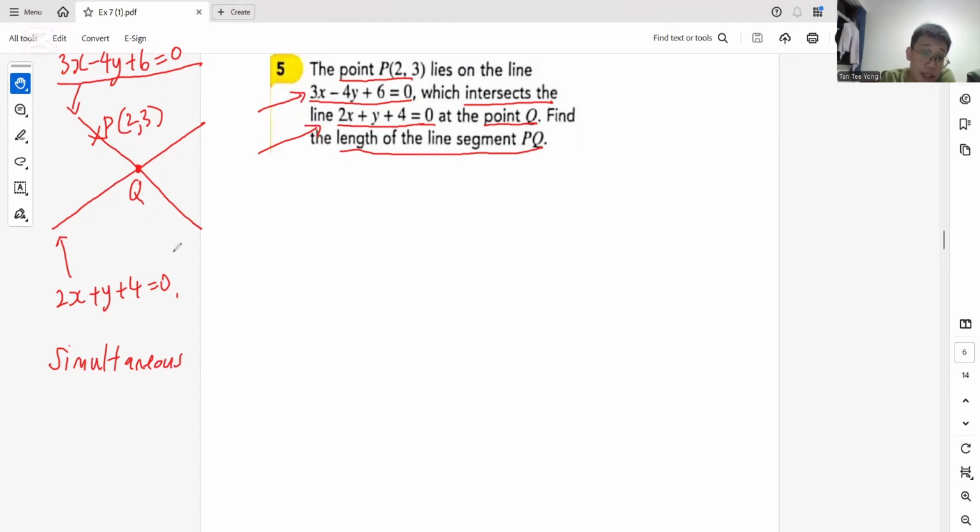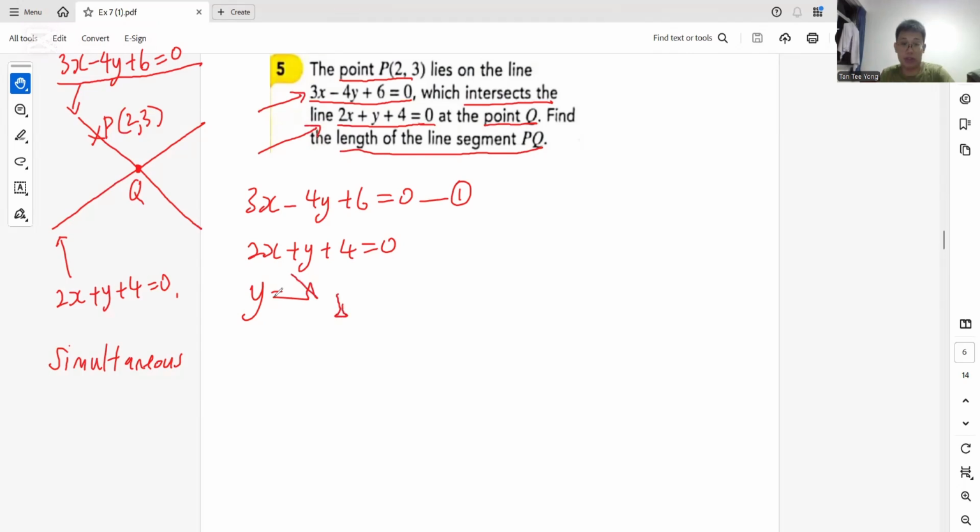First, I'm going to let 3x minus 4y plus 6 equals 0 be equation 1. Then this 2x plus y plus 4 equals 0, I'm going to tweak it a little bit. So y equals negative 2x minus 4. I'm going to shift all this to the right. So this is equation 2.